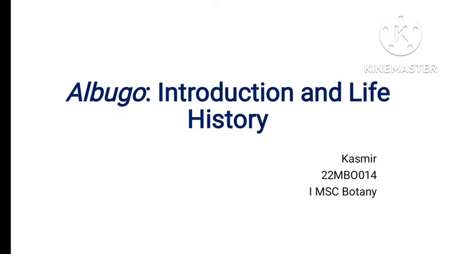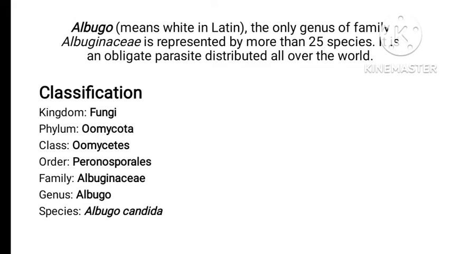Today we discuss the topic of the Albugo life cycle. The classification of Albugo: Kingdom Fungi, Phylum Oomycota, Class Oomycetes, Order Peronosporales, Family Albuginaceae, Genus Albugo, Species Albugo candida.